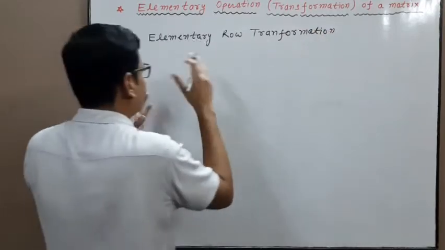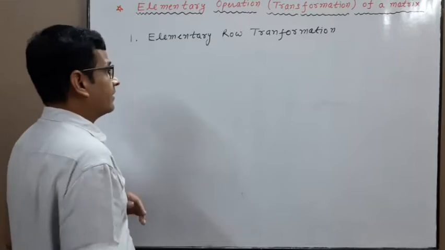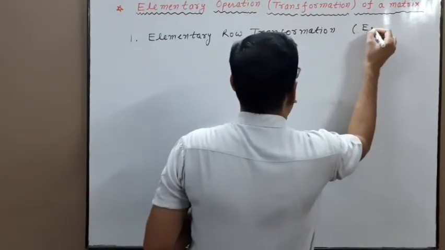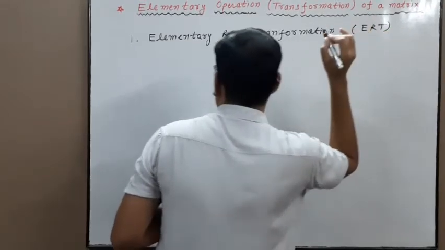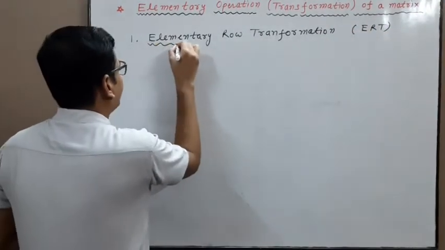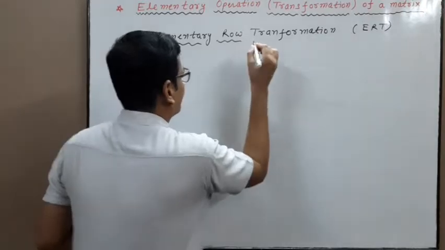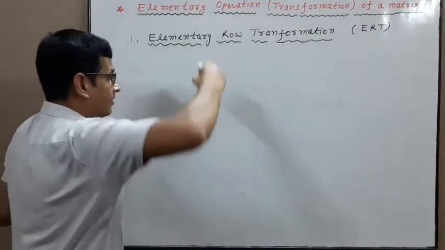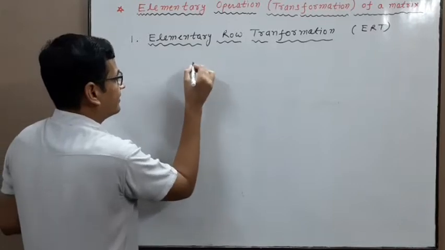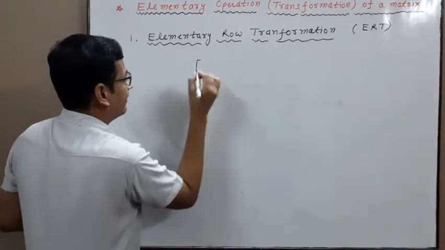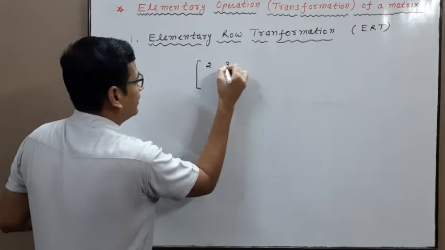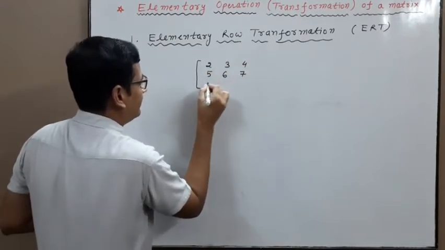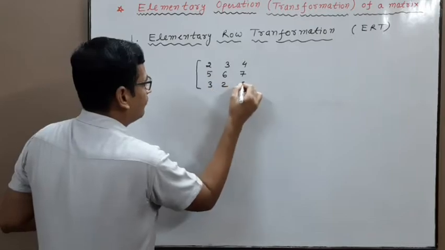We can also speak of elementary row operation, and you can use the short form ERT: Elementary Row Transformation. Now take a matrix: 2, 3, 4, 5, 6, 7, 3, 2, 5.